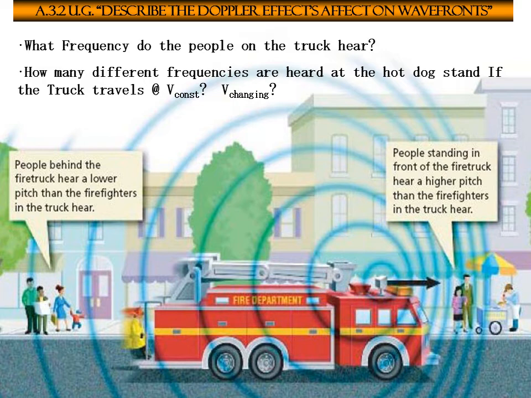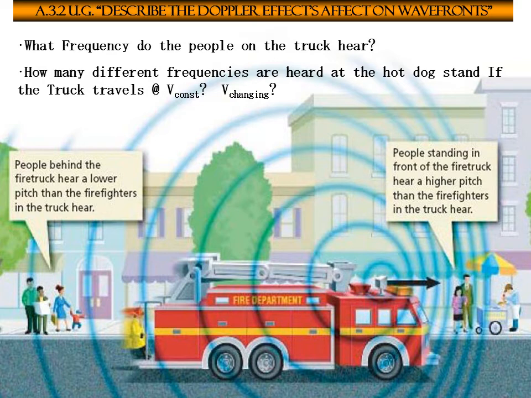So this is a situation where the truck's approaching at constant velocity, and the truck, at least the siren, is just even with the hot dog stand. And then the truck will pass them by, and they'll then be behind the truck. So there's three situations. Would that be three different frequencies? Remember, this is all occurring at constant velocity.